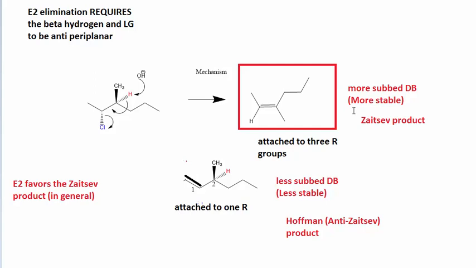Now, if you don't have beta hydrogens there, you might be forced to form a less stable or less substituted double bond. Okay, so that's enough information to get you started. Now it's your turn to try and solve one of these problems. So here's your substrate. I'll tell you that your base is NaOH. Pause this video and give this a shot.